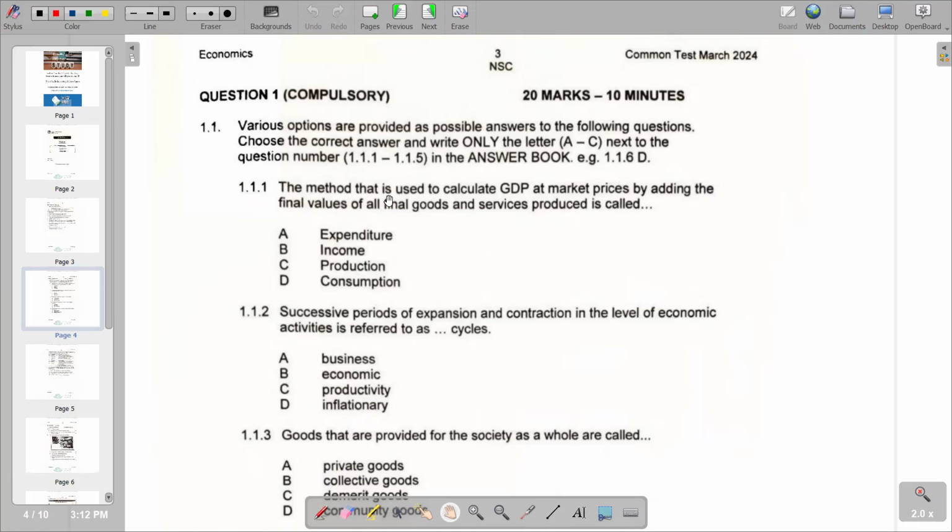The first question is: the method that is used to calculate GDP at market price by adding the final values of all final goods and services produced is called. So we can just take note, this is measuring of GDP. So it is a method of measuring GDP. But we're given a hint as it says GDP at market price by adding the final values of final goods. So these are goods that have been produced. So obviously, according to the responses given, you are going to see that the correct response that we have is production. So the production method is the one that is being referred to.